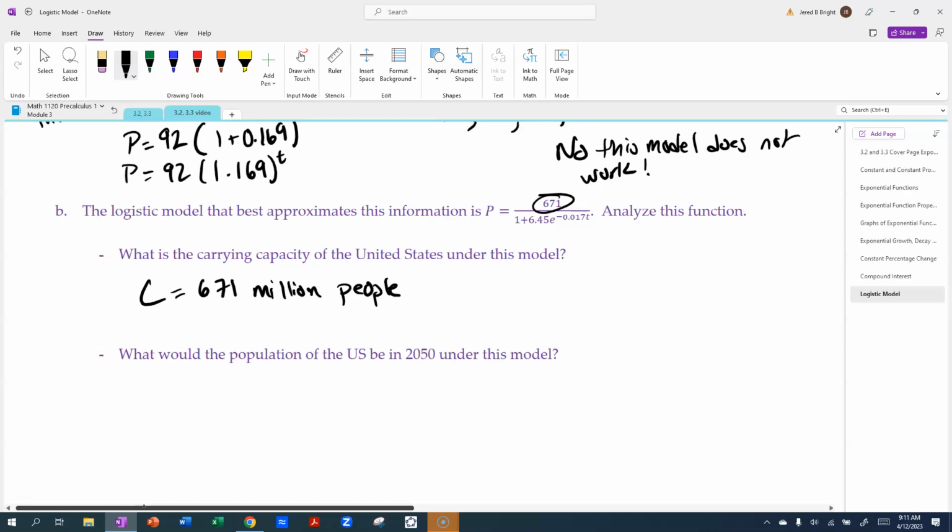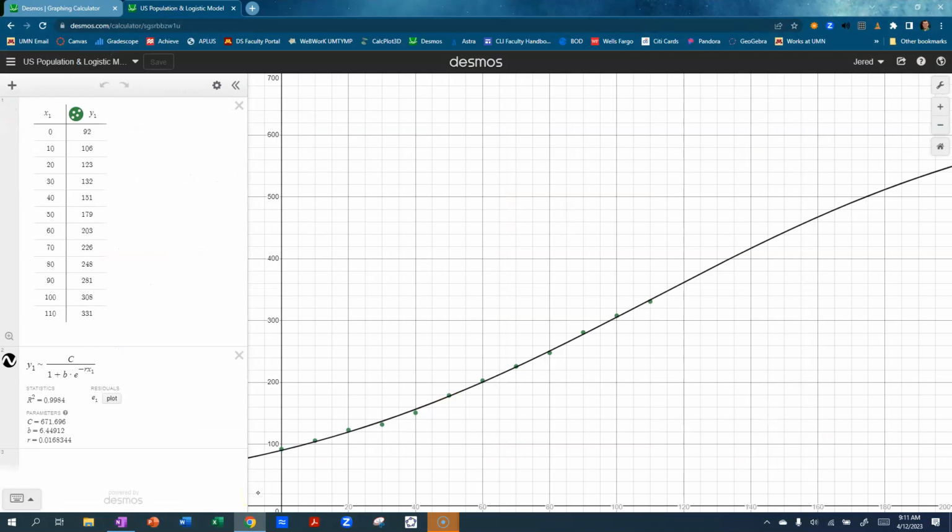Okay, and then now if we want to look at the population of 2050 under this model, okay, before I do that, I think it's just kind of interesting if we were to look at the function. So I found the model using some data. So I pulled the data from the U.S. Census, and here we have some of the data. Okay, and so now if I were to look at 2050, that would be 140 years after 1910. I'd be at, let's see, 416 million or so.